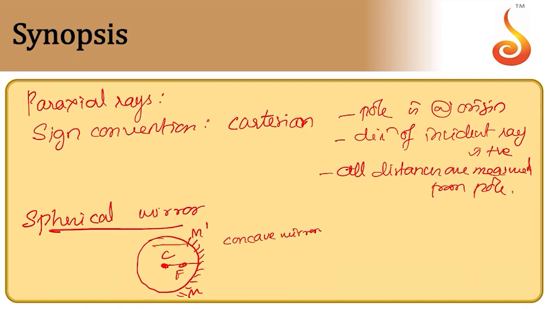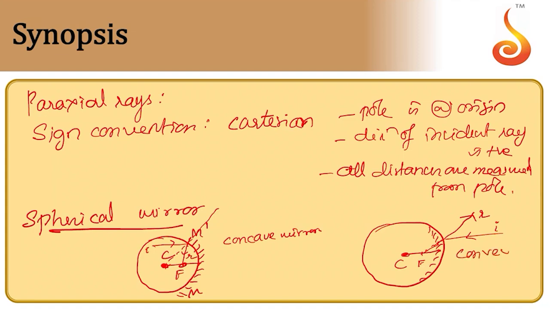Here the ray of light can be shown to be incident like this. Likewise, a convex mirror can be shown like this. This is C, and here is the focal point. A ray of light which is incident like this appears to bend towards the focal point, and it actually eventually gets reflected like this. This is your incident ray, this is the reflected ray. This is a convex mirror.